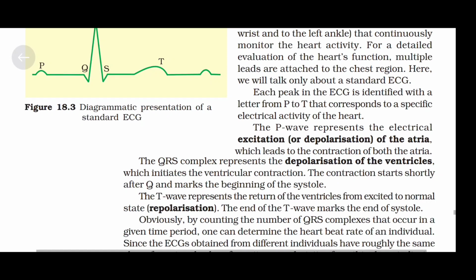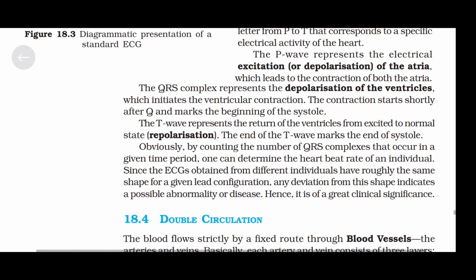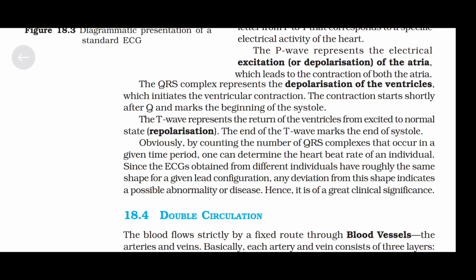The QRS complex represents the depolarization of the ventricle, which initiates the ventricular contraction. The contraction starts shortly after Q and marks the beginning of the systole. The T wave represents the return of the ventricles from excited to normal state, repolarization. The end of the T wave marks the end of the systole.